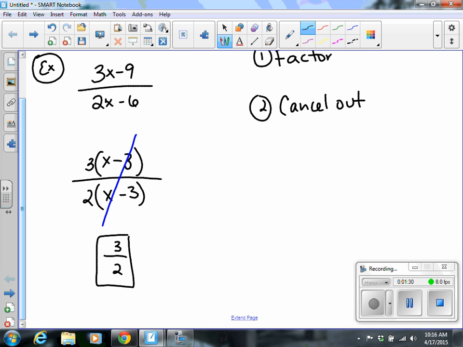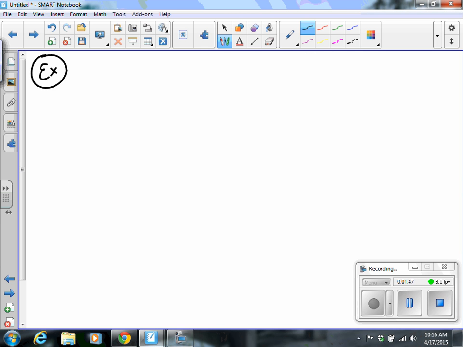Sometimes you will have a quadratic, sometimes you might have something larger than that. It just depends. So for instance, let's do another one of these. Let's say that I have a 7x minus 14 all over negative x plus 2. So go ahead and simplify this down.